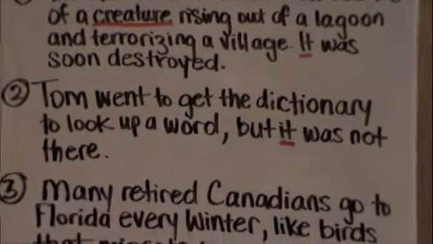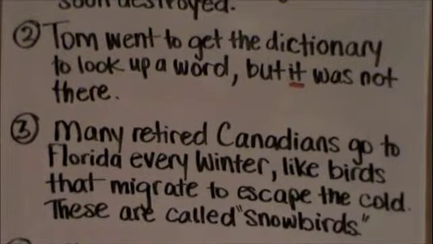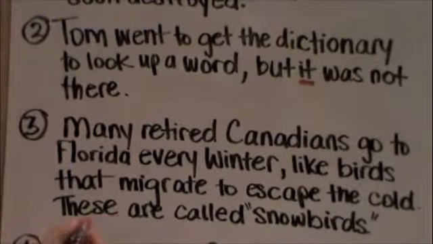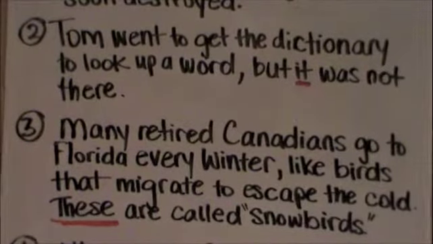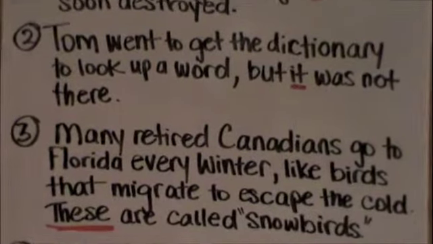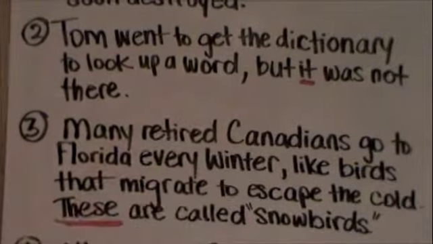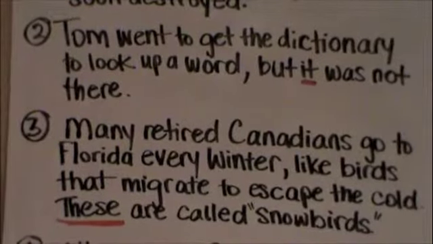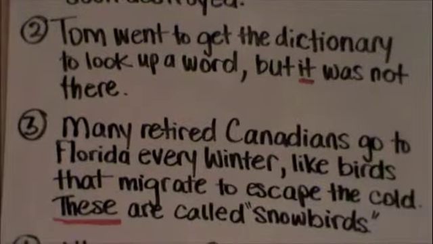Sentence 3. Many retired Canadians go to Florida every winter, like birds that migrate to escape the cold. These are called snowbirds. Our pronoun is these. And our question to ask ourselves is, who are these? Who are these snowbirds? Are they the birds that migrate to escape the cold? Or are they the Canadians? As a Canadian, I know that we are talking about snowbirds and these as Canadians. But it's still not really clear.